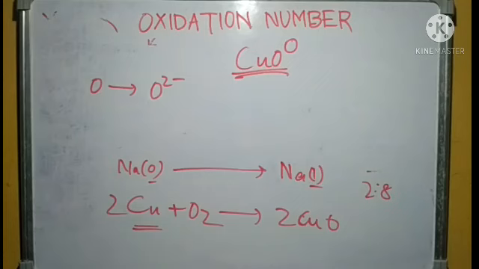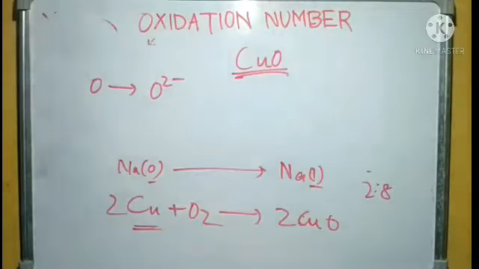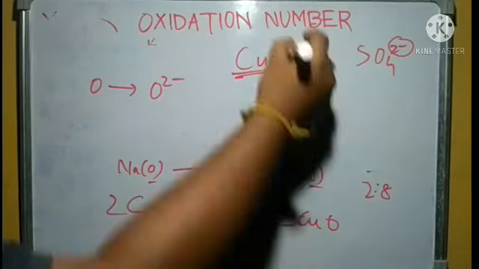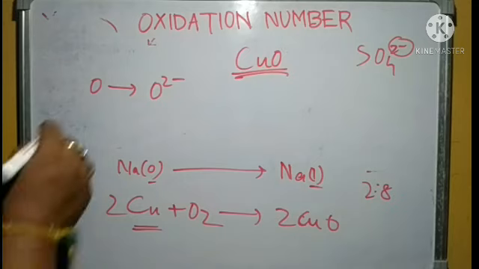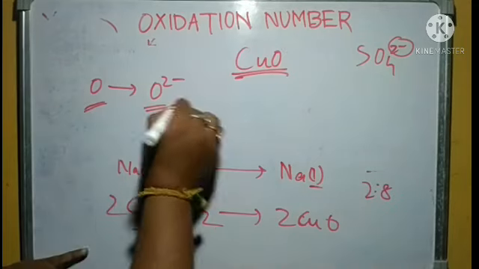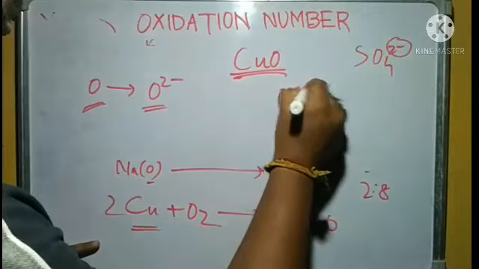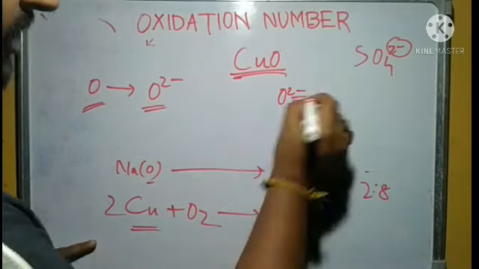In the case of CuO, it is neutral, so there is no overall charge. For example, in SO4 2-, yes, there we have a charge, but here we have no charge. So this is a neutral compound. Again, we know that oxygen remains as the oxide ion in any ionic compound. So in this case also, oxygen will be present as O2-, which gives a 2- charge.